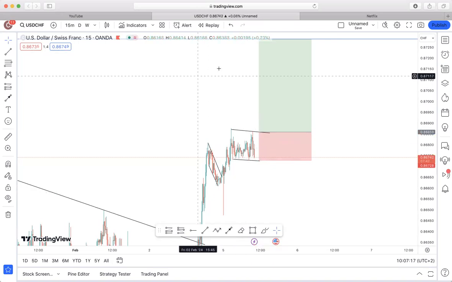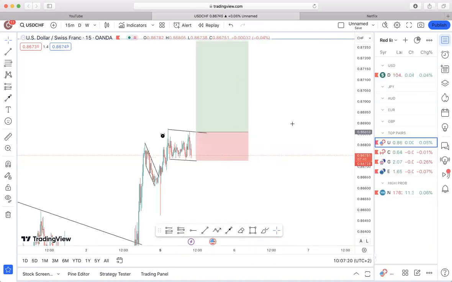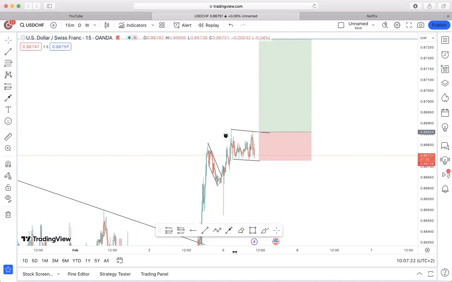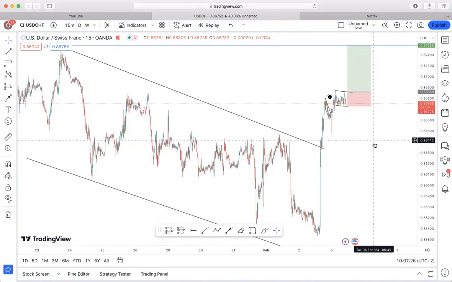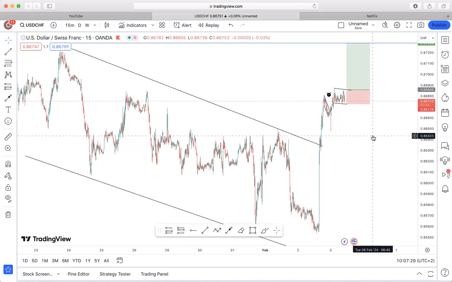Is reached that point of entry. So that is going to be the first trade that I might be taking if price does break out all the way to the upside. So that is it with the USD over the Swiss franc.